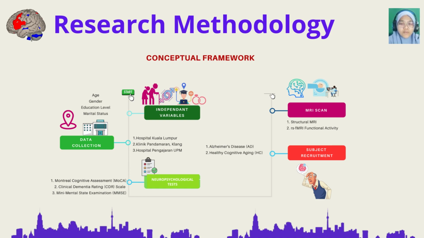This is our conceptual framework. From the start, we collect the independent variables, age, gender, educational level, and marital status from the clinic and hospital selected for our study. And then we do these 3 types of neuropsychological tests, and then we recruit patients for Alzheimer's disease and healthy control. Then we perform the fMRI for structural MRI and resting state fMRI functional activity.